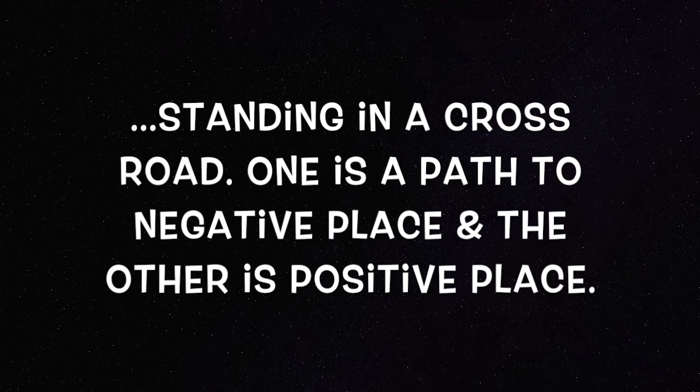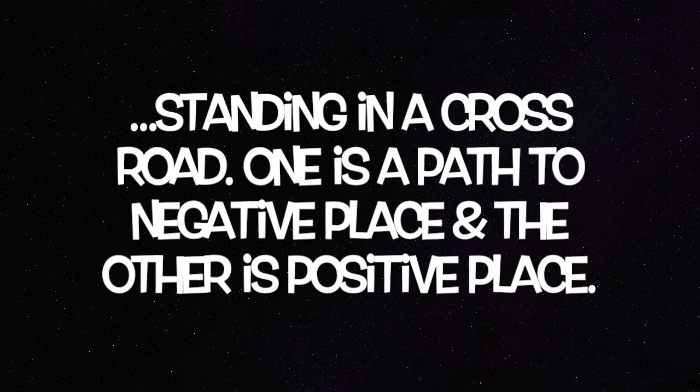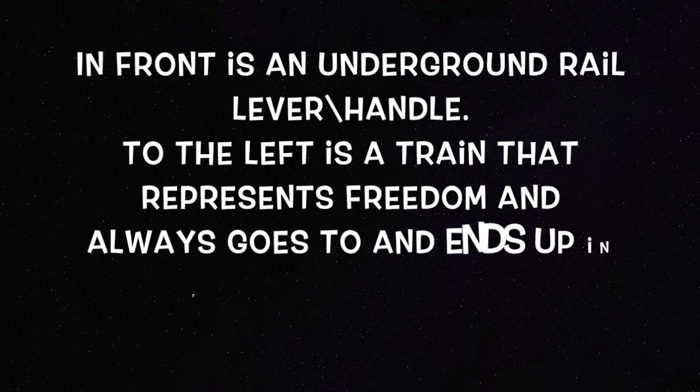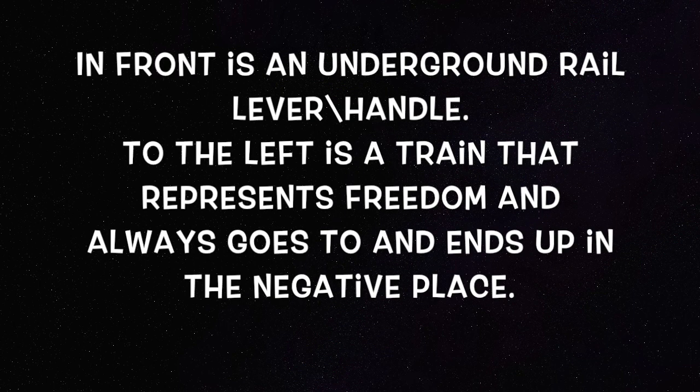Right, he writes, the person is standing in a crossroad. One is a path to a negative place and the other is to a positive place. In front is an underground rail lever or handle. To the left is a train that represents freedom and always goes to and ends up in the negative place. So it's a train to freedom that goes to the negative place.